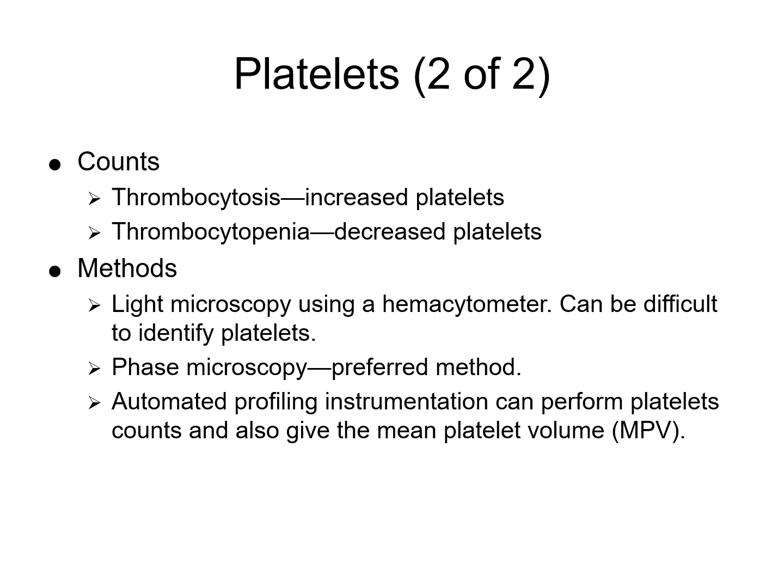Now back to measurement. We can use light microscopy. Platelets can be counted manually using a hemocytometer, but identifying them can be a challenge because they are so small. Then we have phase microscopy, which is a preferred manual method as it can enhance the visualization of platelets. And then we have automated instruments that can perform a rapid and accurate platelet count. They can also provide a mean platelet volume, which is an indicator of platelet size and activity.